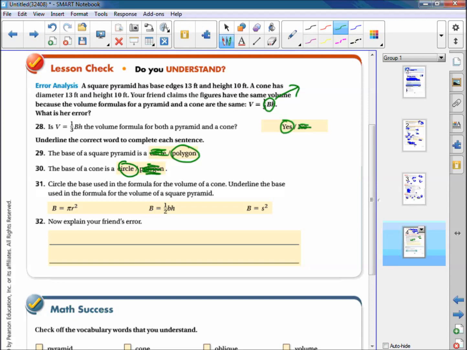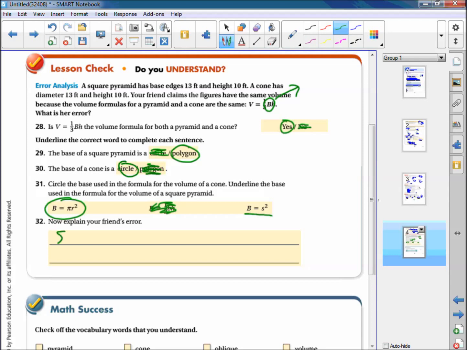So circle the base used in the formula for the volume of a cone. That's going to be this one. That's the formula we'd use. And underline the base used in the formula for the volume of the square pyramid. That would be side squared. So this one's neither one. That would be for a triangular prism, or pyramid. Now explain your friend's error.